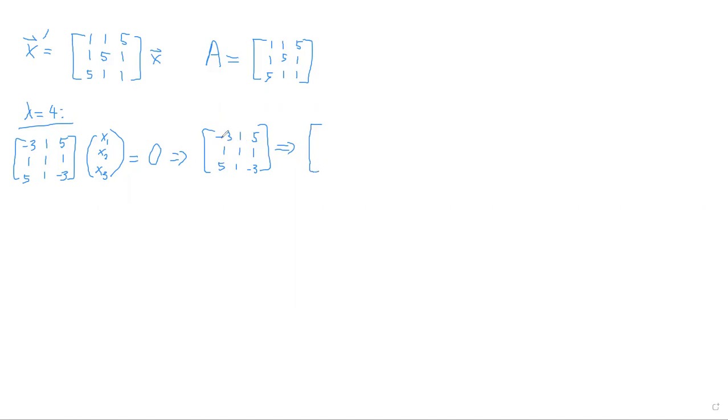-3 times -5 is 15, so the first row should be multiplied by -5, all elements there. So -5, 25. To get 15 on the second row, I'm going to multiply everything by 15. So 15, 15, and 15. And the third row, 5, 1, -3, multiply by 3 to get 15. So 15, 1 times 3 is 3, and times -9.